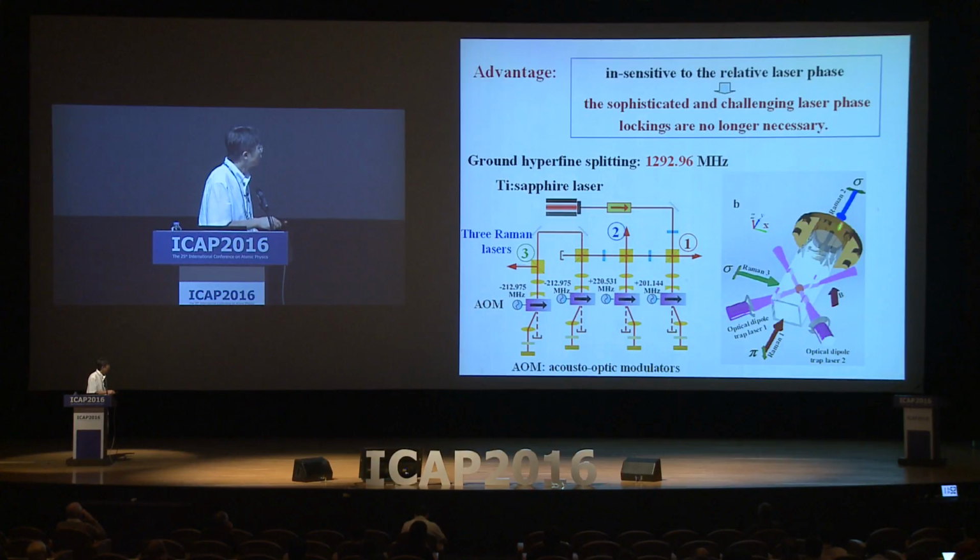2 Raman lasers propagate along these y directions with vertical and horizontal linear polarization. Another Raman laser goes along the x direction with the linear polarization in the horizontal direction.